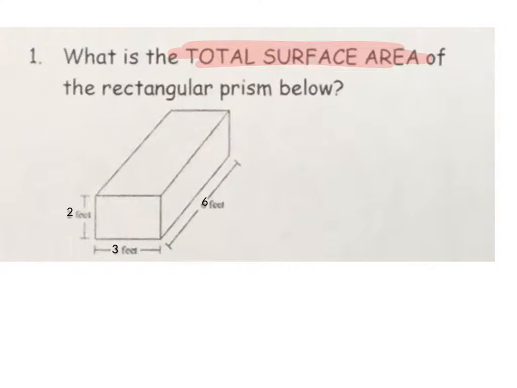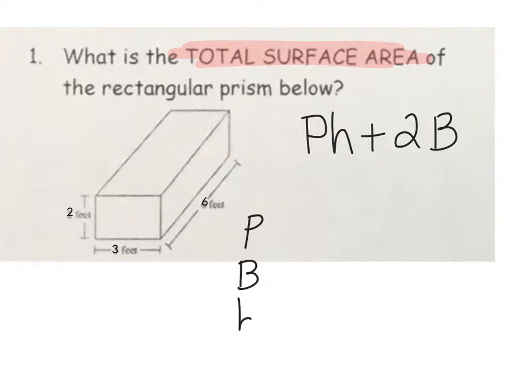So the first thing I'm going to do is write my formula for total surface area for a rectangular prism. We've already gone over that quite a bit. So that is P times H plus 2 times capital B. All right, so we're going to need the perimeter of the base, the area of the base, and then the height.